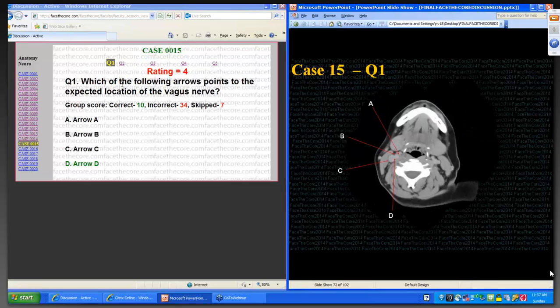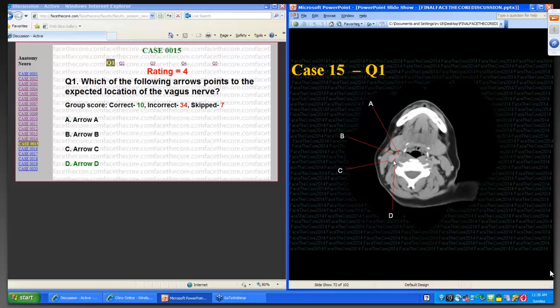The next question, case 15, which of the following arrows points to the expected location of the vagus nerve? Is it A, B, C, or D? So remember that the vagus nerve comes from the medulla. It arises from the pre-olivary sulcus of the medulla, then extends into the skull base at the jugular foramen. Remember that the 9th cranial nerve is in the pars nervosa of the jugular foramen, the 10th and 11th, vagus and accessory, are in the pars vascularis. And then the vagus nerve extends into the carotid space and lies just posterior to the jugular vein and the internal carotid artery.